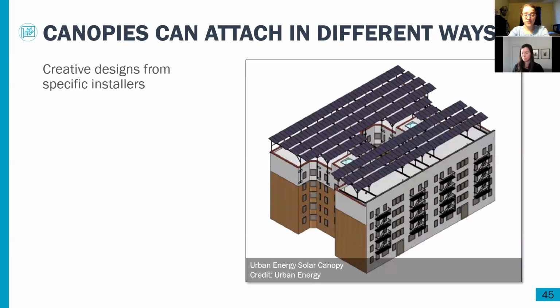And there are a number of different creative designs from different solar installers that do canopies. So that's definitely something that we can help you explore, how to do canopies. In this example, the canopy support is thrust down about a story on the exterior of the building. So it's supported not just on the parapet wall like we just saw, but also on the building wall itself. So there's lots of different options.